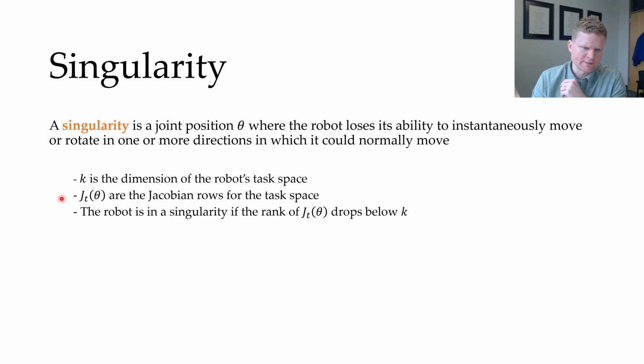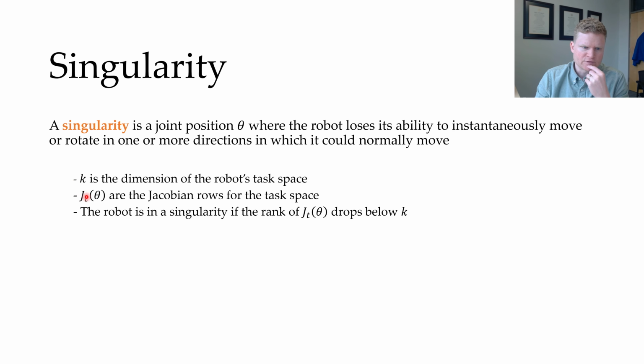Okay, and here's a process you can use just to understand this singularity. Let's say K is the dimensions of the robot's task space. I'll show you what each of these things means in a second, I just wanted to define them. The task space is the aspect of the six-dimensional space that I really want to focus on for the robot.